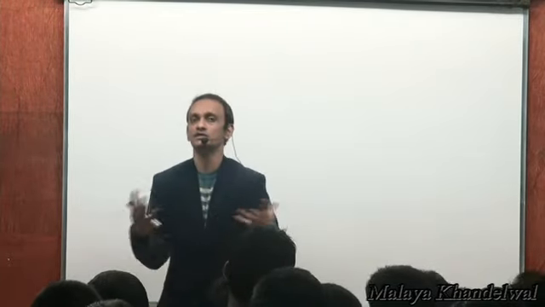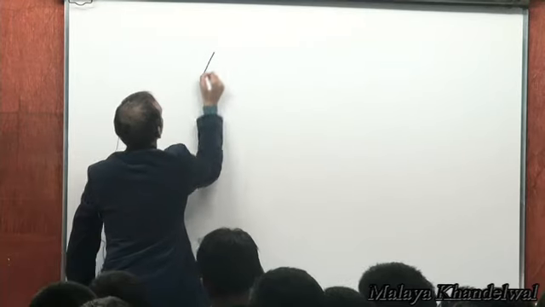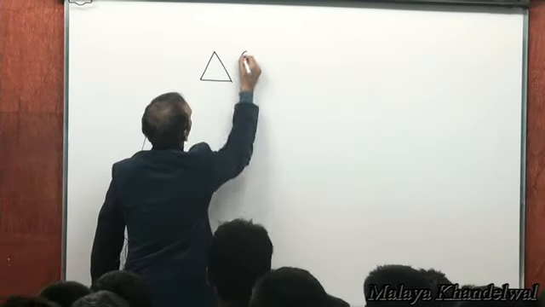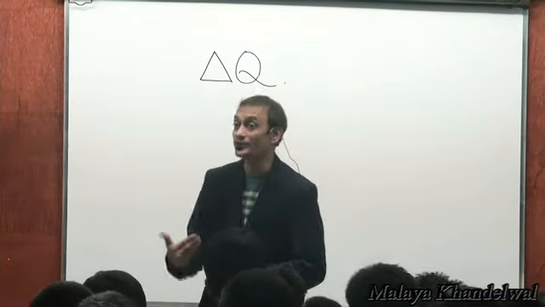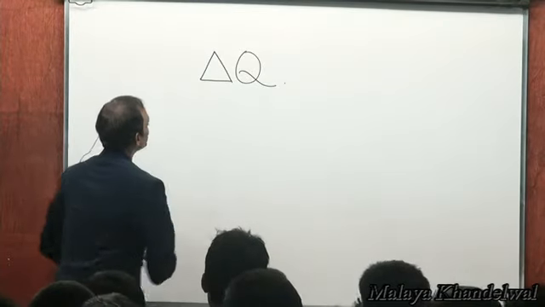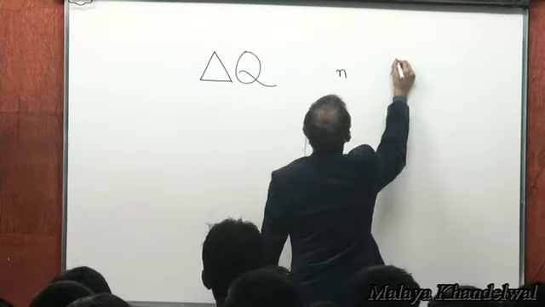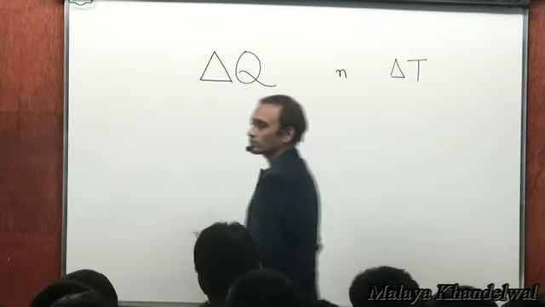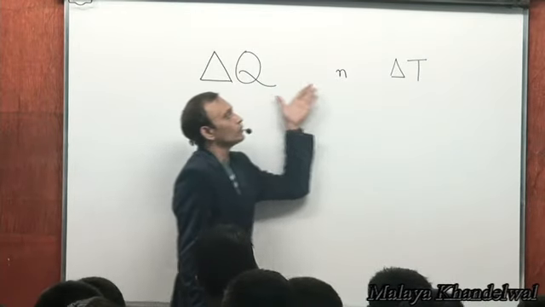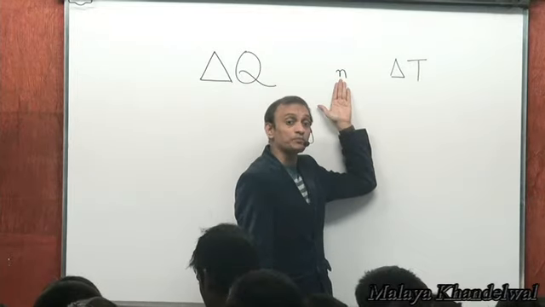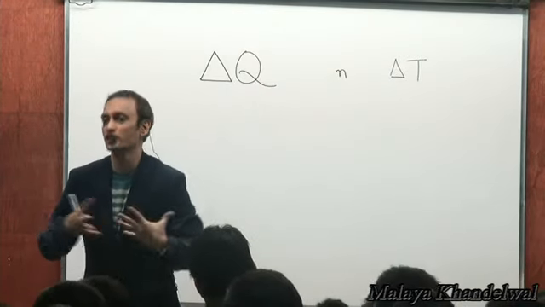So if there is a certain process, and for that process, say heat delta Q is required to carry that process out, and say for n moles, it brings about a change in temperature delta T. A certain process involves delta Q joules of heat to raise the temperature of n moles by an amount delta T during the process.